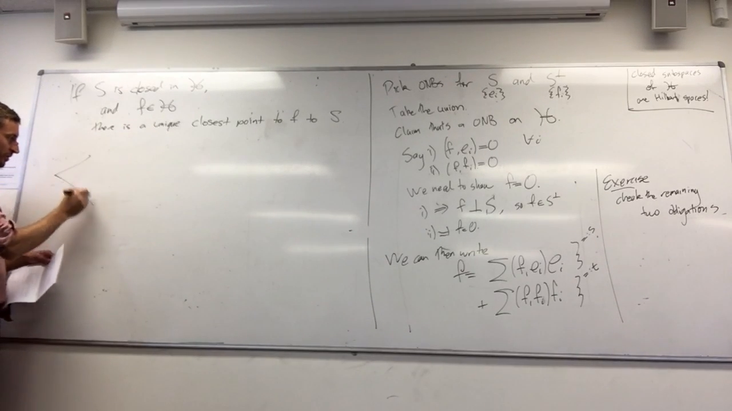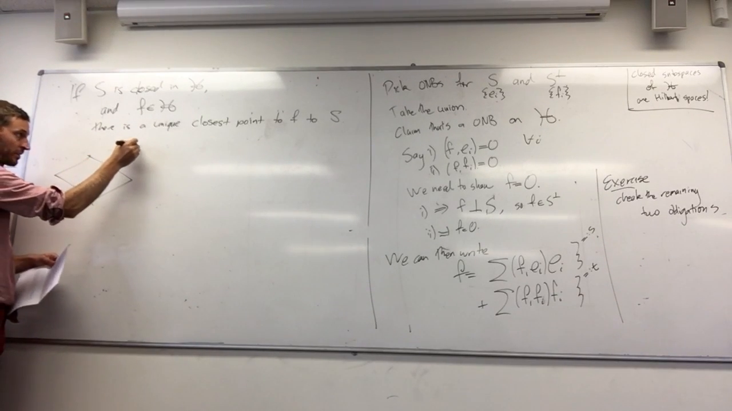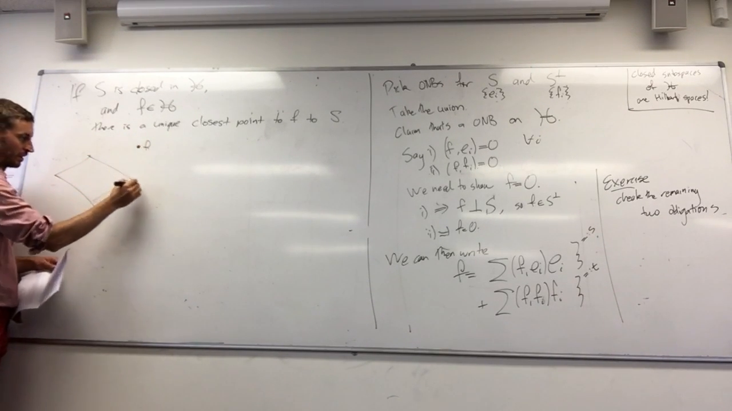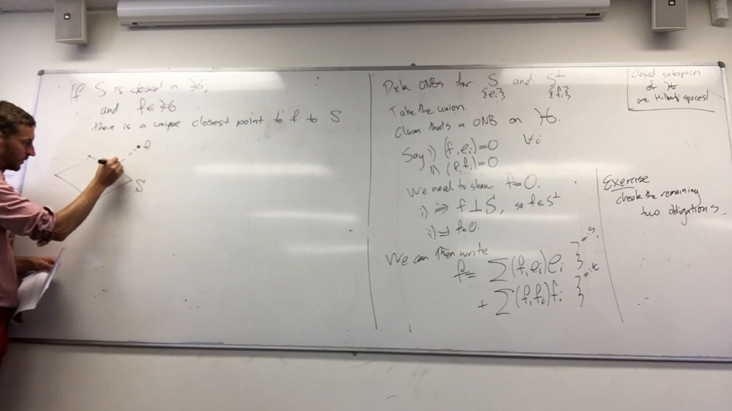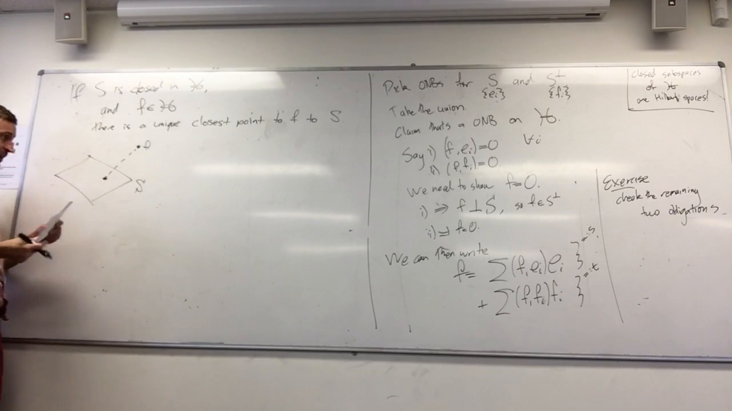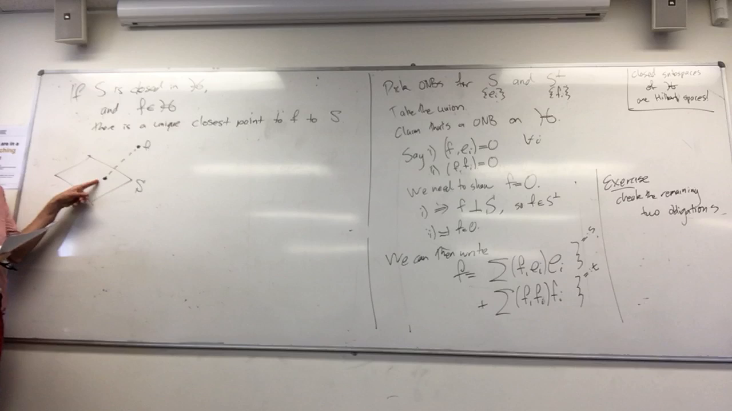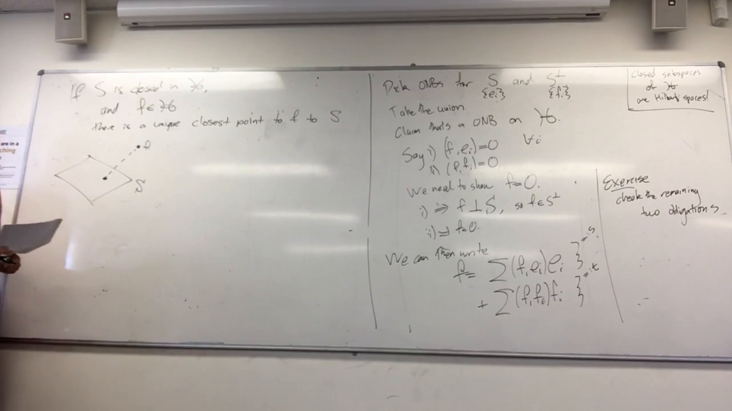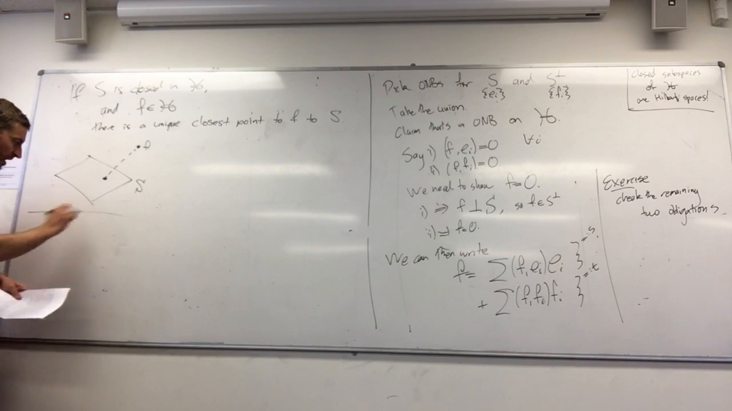Okay, so this is just asserting something that in finite dimensions is super easy. That there's exactly one point in S that is closer to f than any other point in S. Okay, that's very familiar from the finite dimensional case. And the proof of this is very easy.